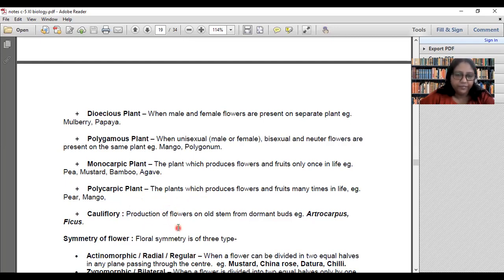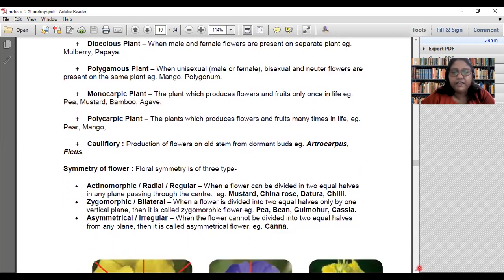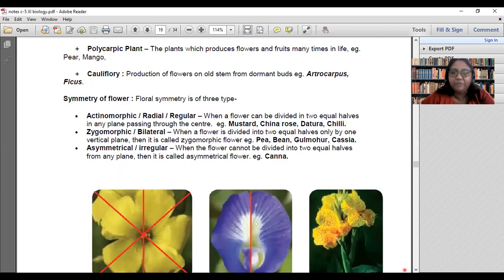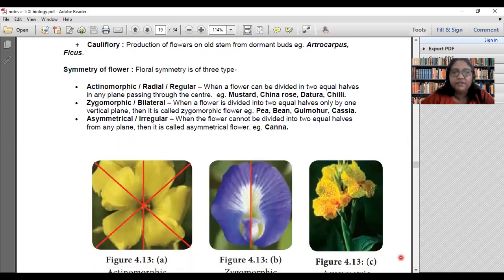Cauliflower is what? So if there is production of flower from dormant buds, that is known as cauliflory. Okay. Now we will talk about symmetry of the flower. The way in case of animal kingdom, we have radial and bilateral. In case of flower, morphological symmetry is talked about. So three types of symmetry are observed.